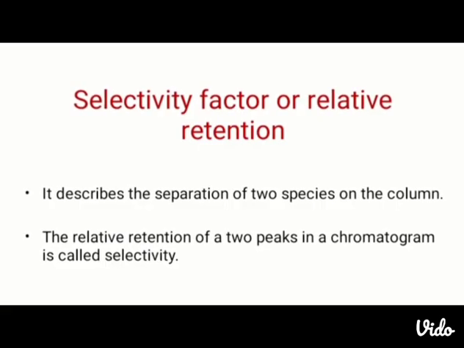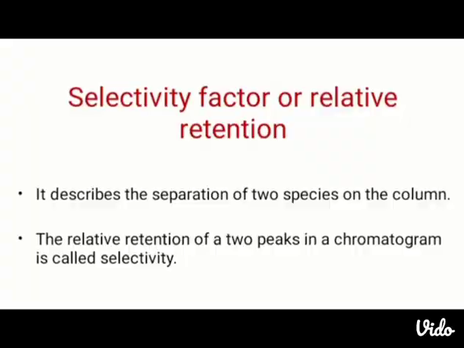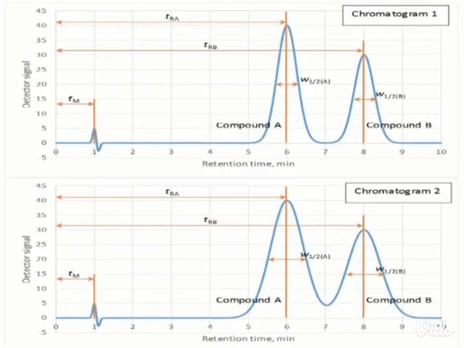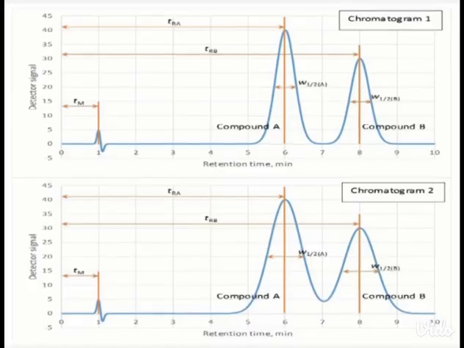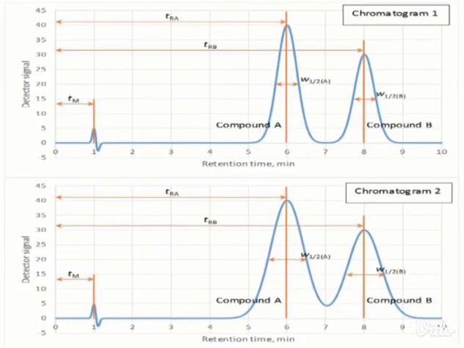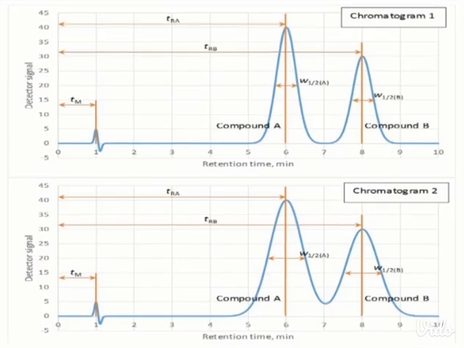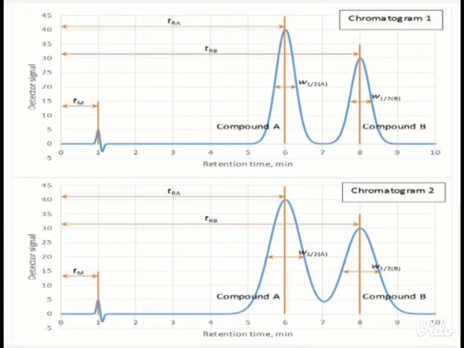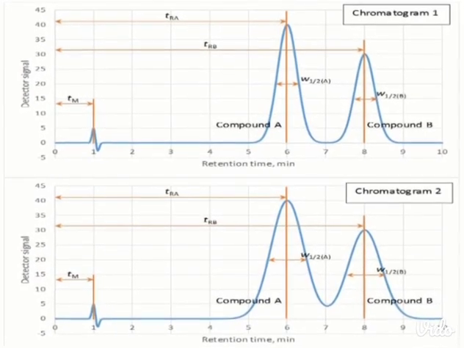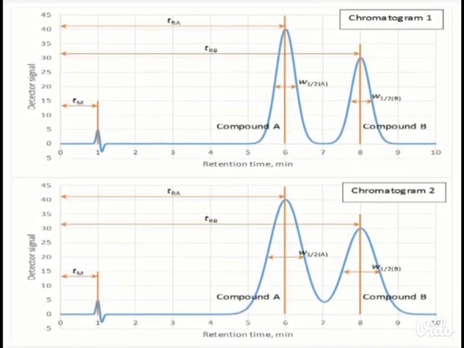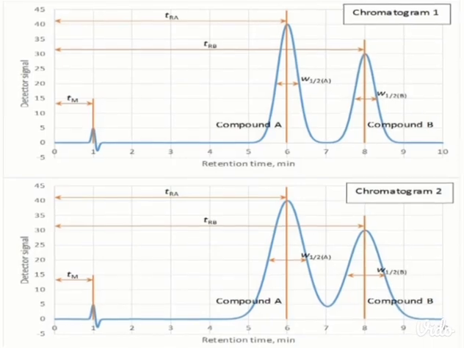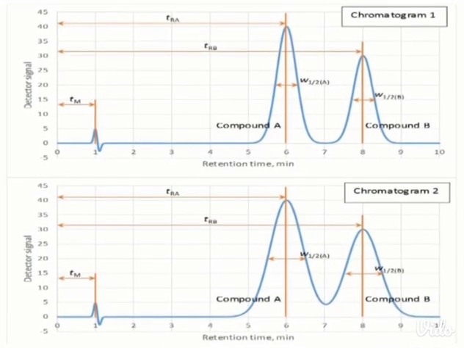The capacity or retention factor is the next factor. It is the migration rate of the analyte on the column. It is a measure of where the peak of interest is located with respect to the void volume. It is the measure of the time the sample component resides in the stationary phase relative to the time it resides in the mobile phase. It is the ratio of the adjusted retention volume and the hold-up or void volume.